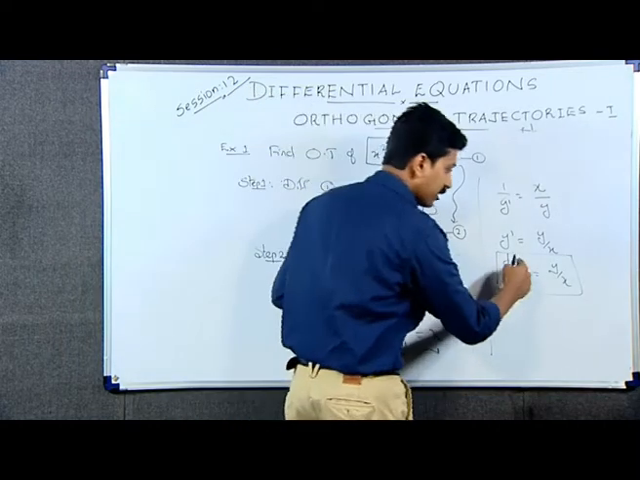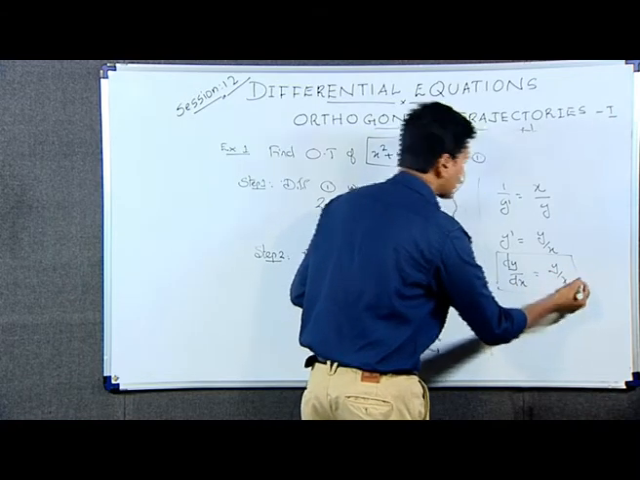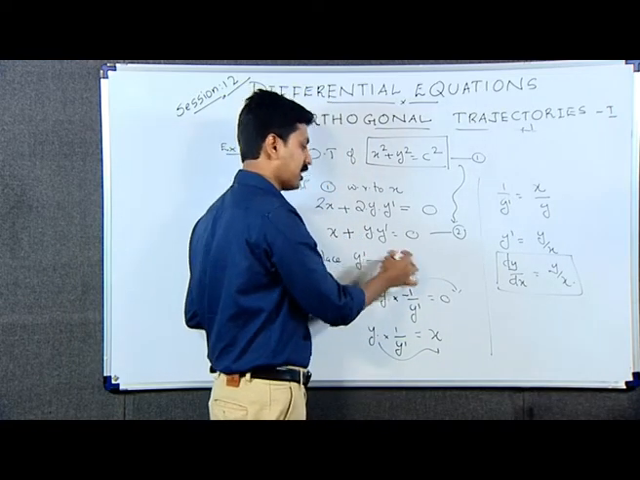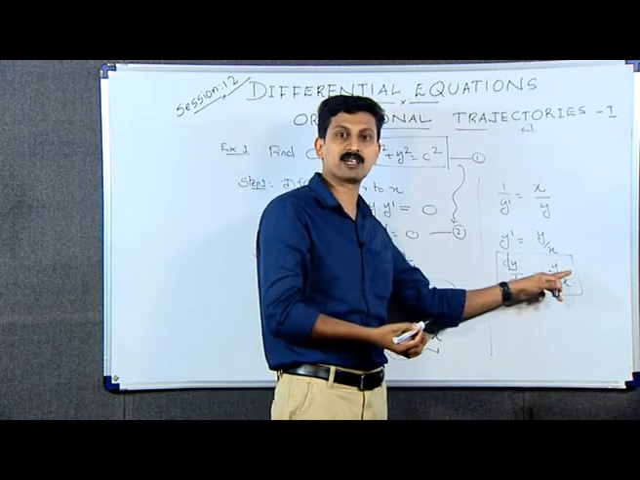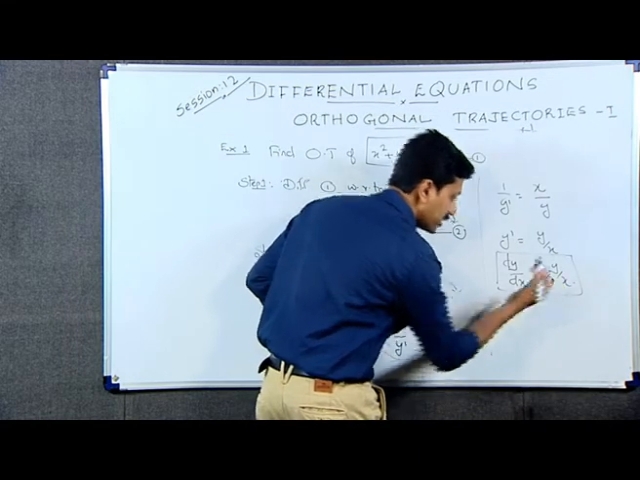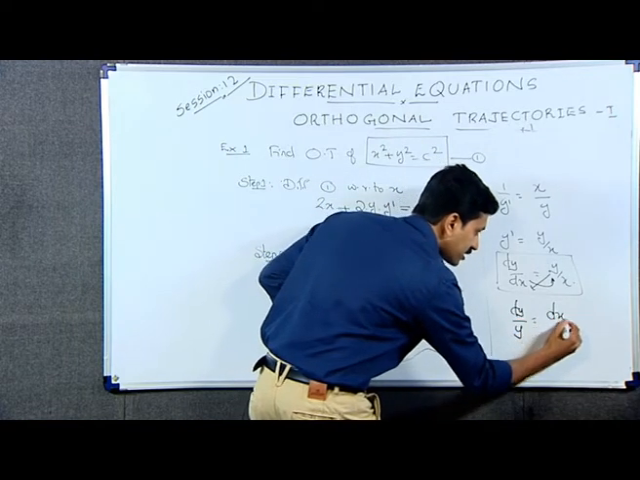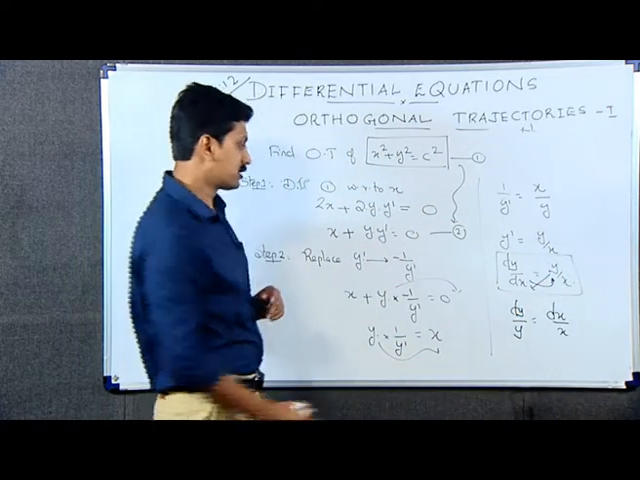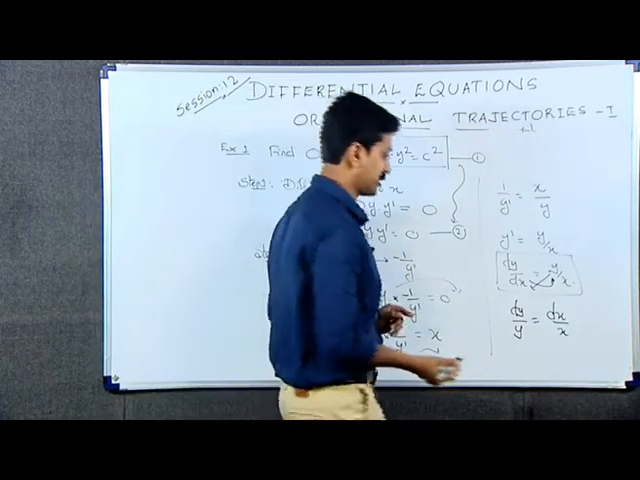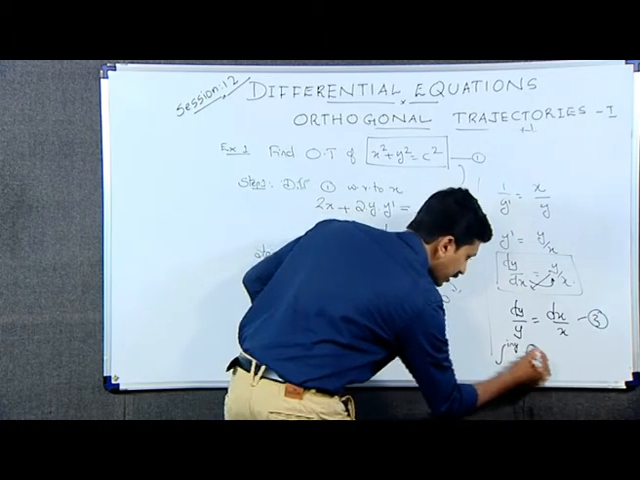The family of curves obtained by solving this new differential equation is the set of orthogonal trajectories of the given family of curves 1. Taking y to one side and dx to the other, dy divided by y is equal to dx divided by x. I am taking this as equation 3, and the last step is integrating 3.